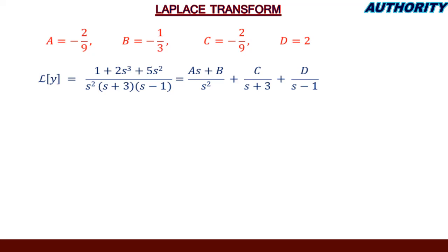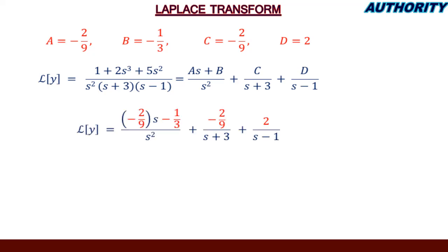Now we have found the values for a, b, c, and d. Let's substitute. The Laplace transform of y is equal to, in place of a we have minus 2 all over 9s, minus 1 all over 3 for b, all over s squared, plus for c we have minus 2 all over 9 all over s plus 3, then plus, for d we have 2 all over s minus 1. Okay, now let's go.